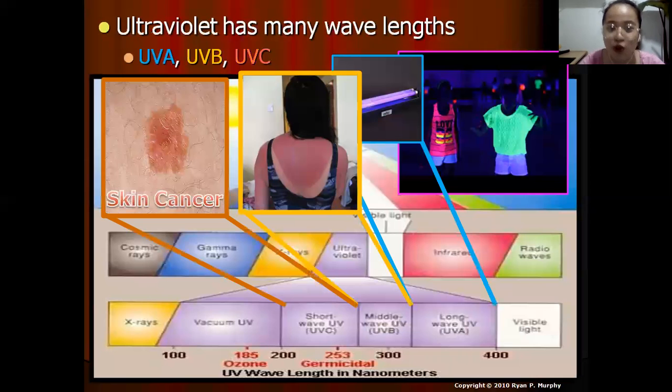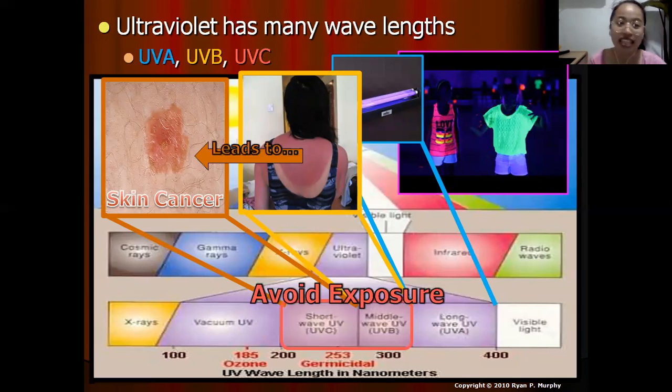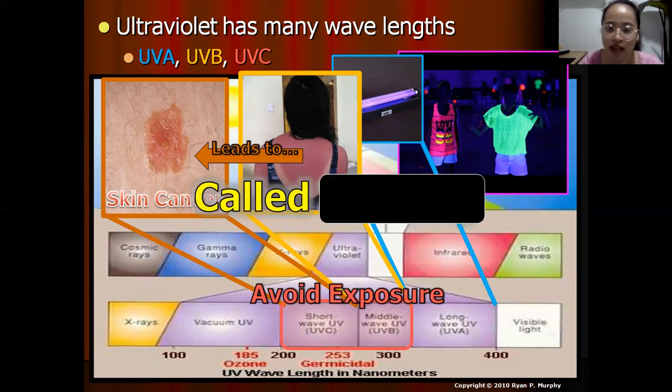So when you expose your body to the sun, this is what happens. You don't want to have that kind of body, the color is red already. It leads you to have skin cancer. That's why there are many creams or lotions that you need to apply on your body before you go to the beach, especially if it is summer.